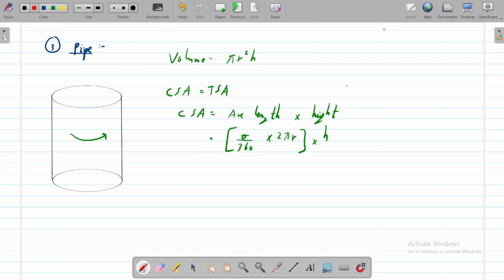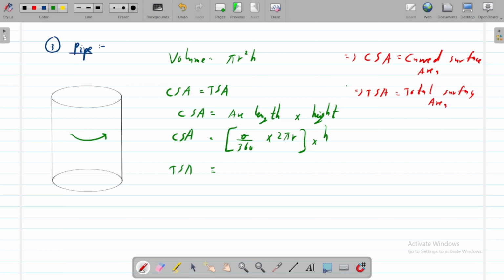Into height. So we're going to have CSA, that means curved surface area, and TSA, that means total surface area. So this is our curved surface area, and in the end this is our total surface area, theta over 360 times 2 pi r multiplied by h.